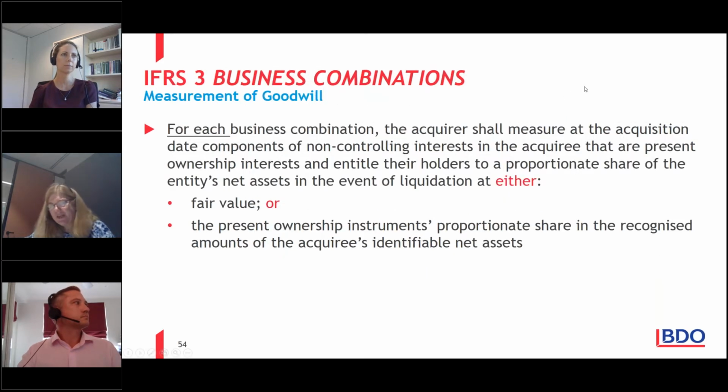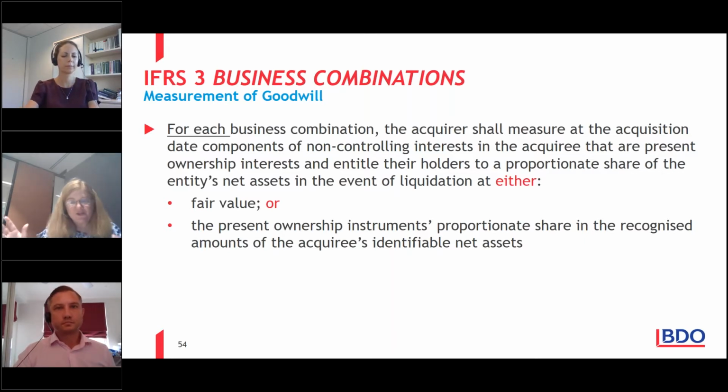The other thing I think that's interesting, looking at groups here, is around business combinations and how we measure our goodwill. We could articulate it slightly differently: how do we measure our non-controlling interest? For each business combination, you look at each one, you don't need to have a policy. We're not always doing it a certain way. For each business combination, you would measure your NCI, and therefore it will impact the measurement of your goodwill.